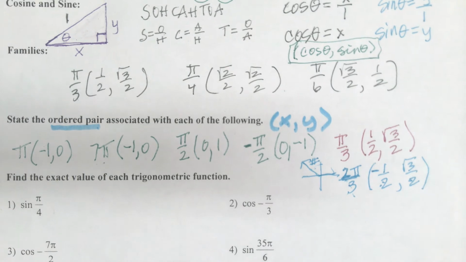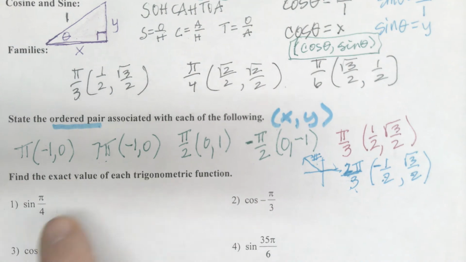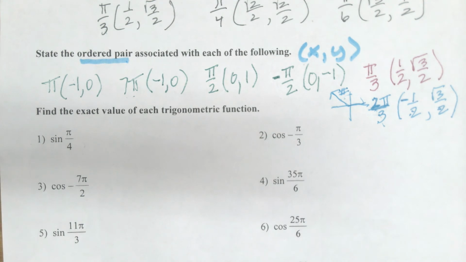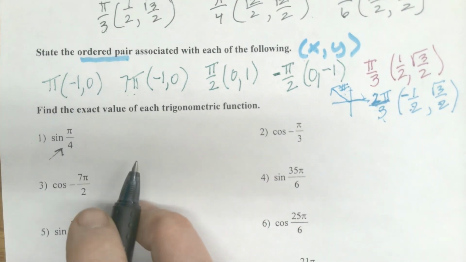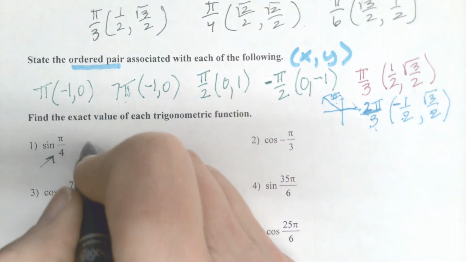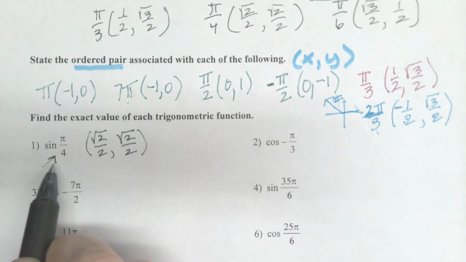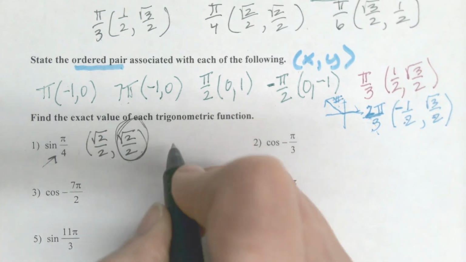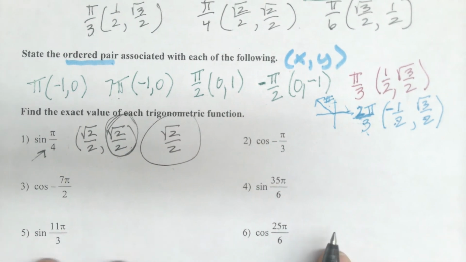We're going to continue to work with these ordered pairs, but we're going to look specifically for our answers as sine and cosine. So when I do this next part, I'm going to have the ordered pair. First of all, I'll start with the ordered pair associated with pi over 4. So I go to the pi over 4 family. That is the square root of 2 over 2, square root of 2 over 2. That's the pi over 4 family. I'm interested in the sine. The sine is the y-coordinate. So my answer here is the square root of 2 over 2. That's my answer for that problem.